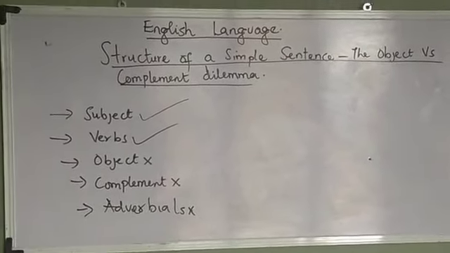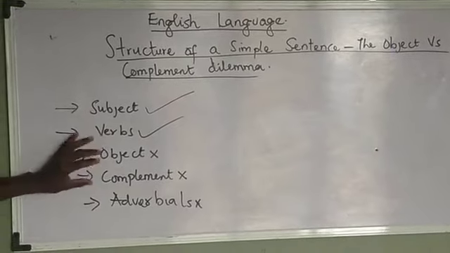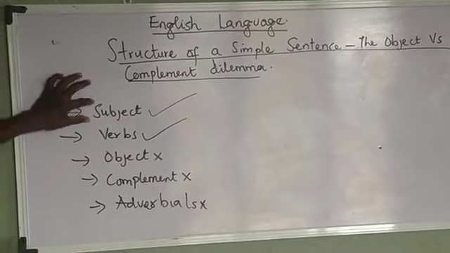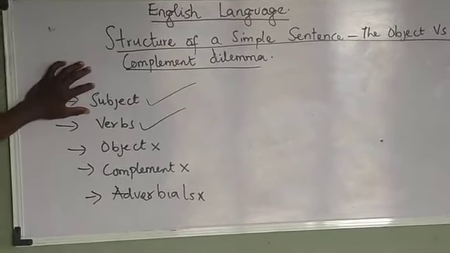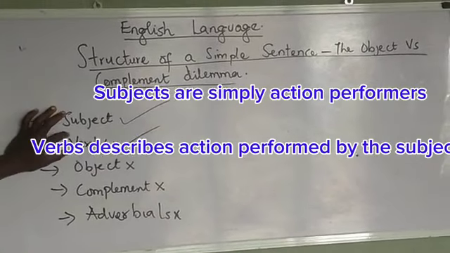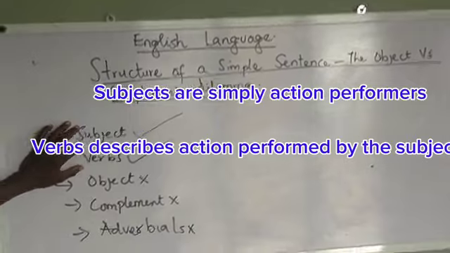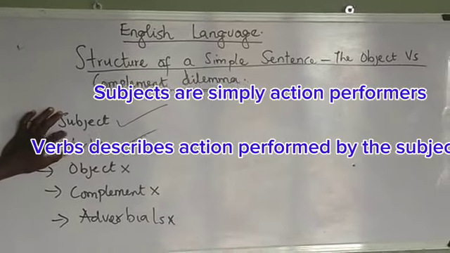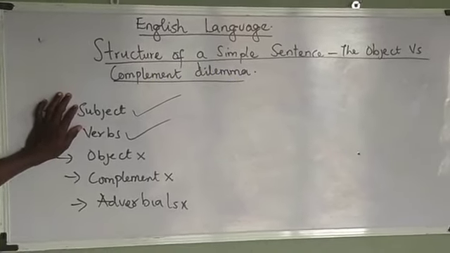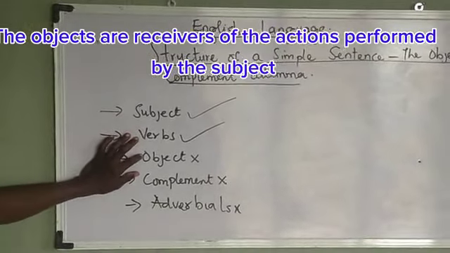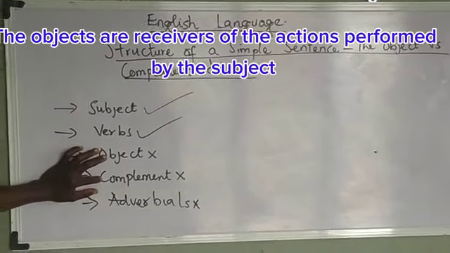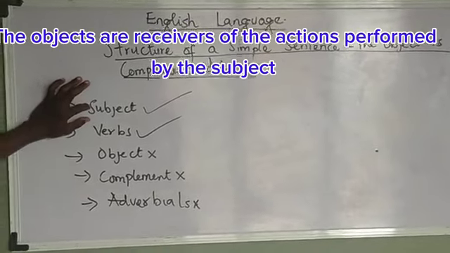So let me briefly talk about the meaning of them, then we explore the difference between the object and the complement. The subject is just the performer of an action. The verb is the part of a sentence that tells us the type of action performed by the subject. The object is the receiver of that action. The complement gives us more information about a subject.